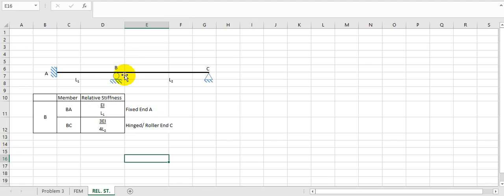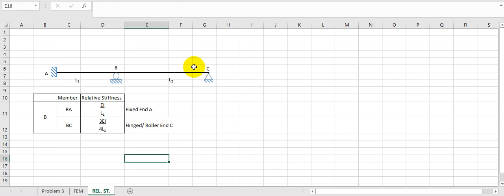This B is an intermediate support, it's an intermediate joint, and A and C are the end joints. For member BA, A is my far off support, that is A is the far off end, and if my far off end is fixed, my relative stiffness formula is EI by L, simply EI by L1. L1 is the length of the member BA, and for member BC, C is my far off end.